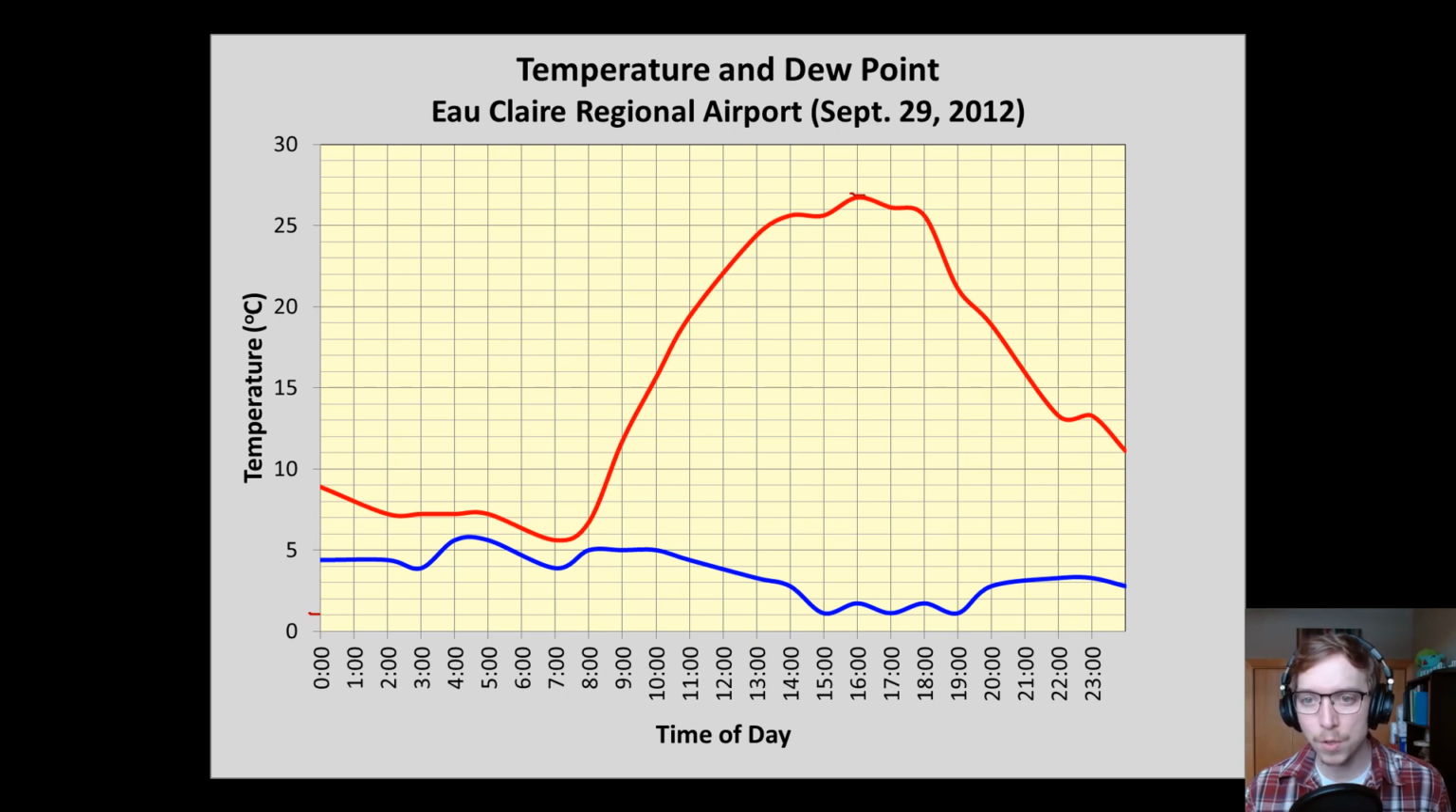Here, our temperature looks like it got up to about 26.8 or so degrees Celsius. So you could figure that out if you wanted. If you go back to your graph, you could figure out what the relative humidity was at any given point because we know the air temperature, we know the dew point.